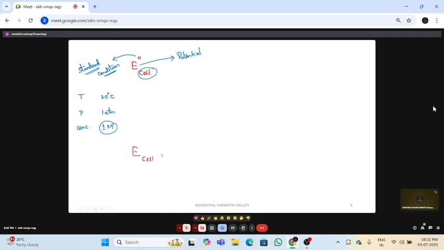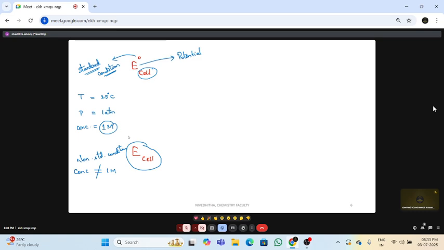What is this? Potential of cell at non-standard condition. Very good. It is under non-standard condition. So if the cell is in non-standard condition, then concentration will not be equal to 1 molarity. Okay, so this is non-standard condition.